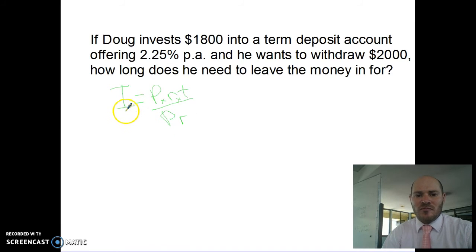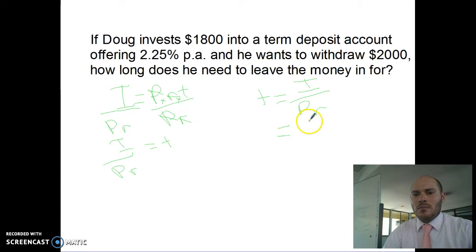And my golden rule of math says if I do it to this side, I have to balance and do it to this side. The reason for that is if something's on the top and the bottom, I can cross them out and they cancel each other out. So this side's left with T, this side's left with I over PR. So over here, I can rewrite that and simply punch in my values.